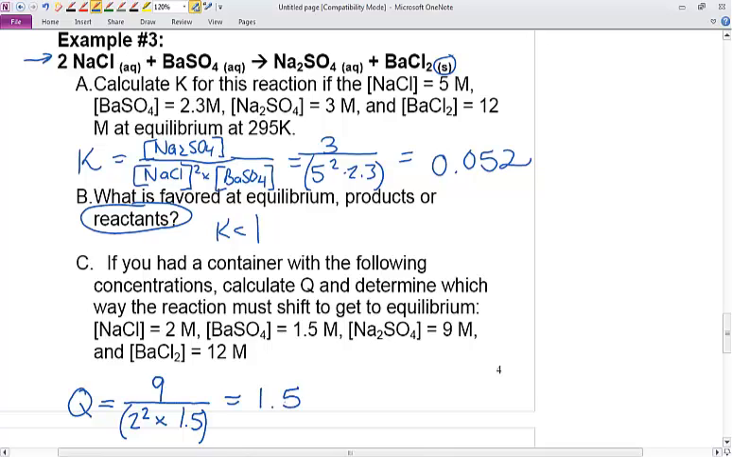So let's compare our Q and our K values. If the Q value is 1.5 and the K value is 0.052, that means Q is too big. If Q is too big, that means, oh no, we've got too big a number on top and not enough number on bottom. So we've got too much of our products because they're on top. So if you've got too much products, you need to shift away from the products, so you need to shift in reverse. Got that?